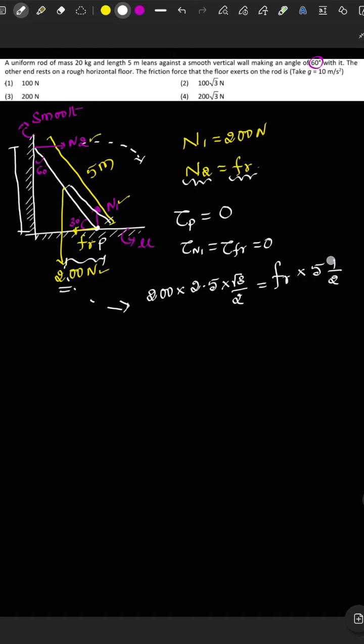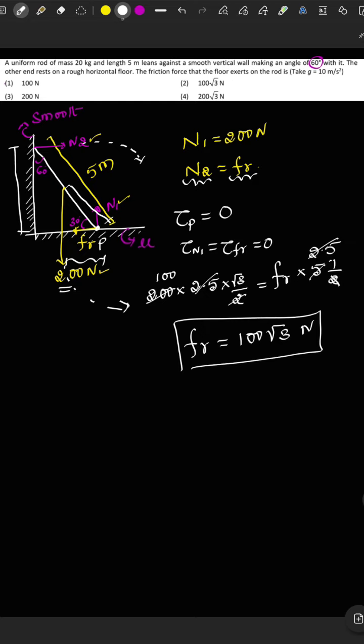So let us cancel this. The 2.5 gets cancelled, then this 2 and 100 times. So now from this calculation we have the frictional force, which is 100 root 3 Newton. That is our second option.